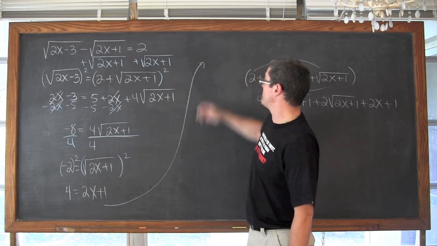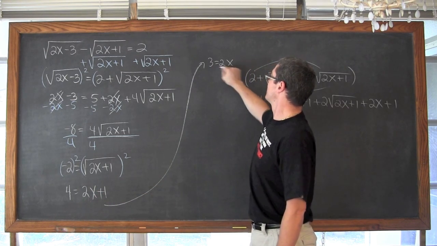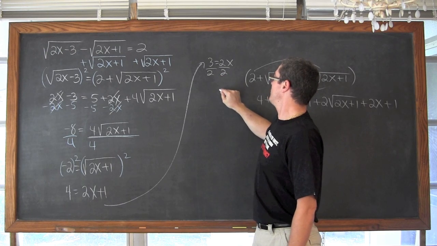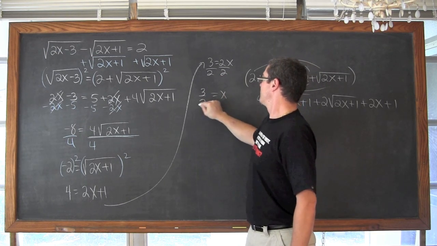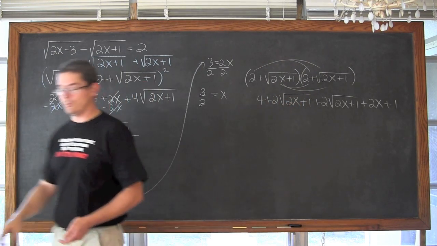We get 4 minus 1, which is 3, equals 2x. Divide both sides by 2, and we get x is equal to 3 over 2.